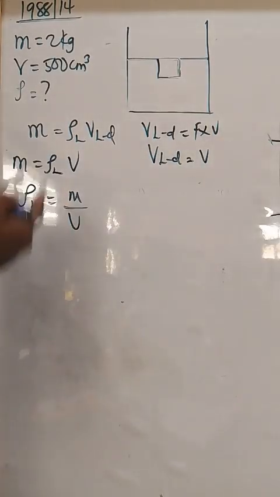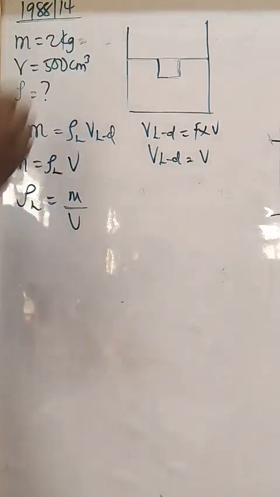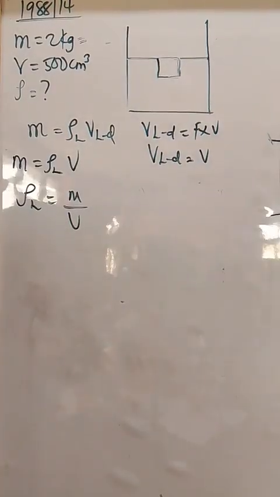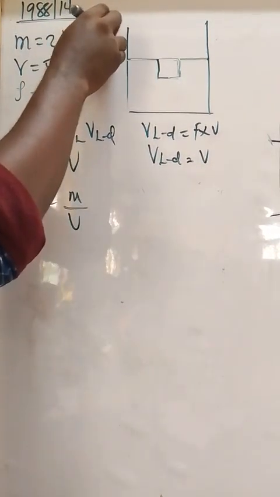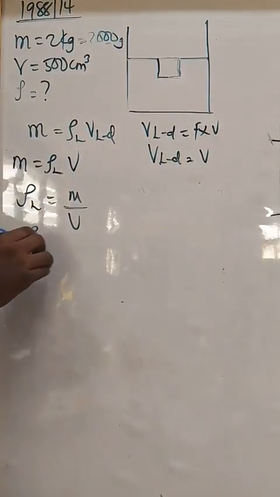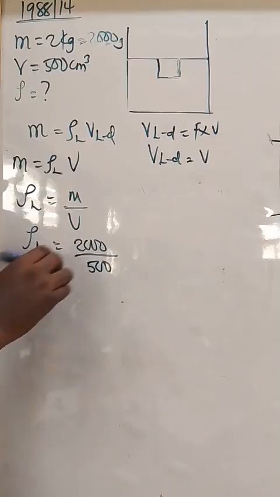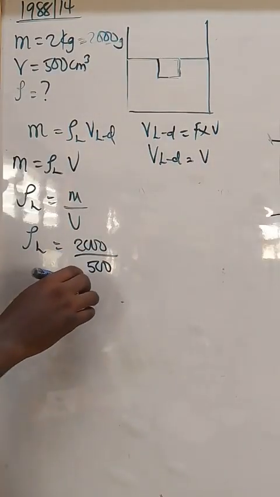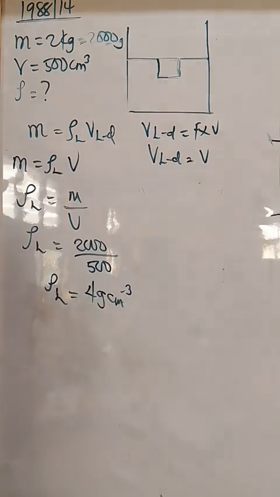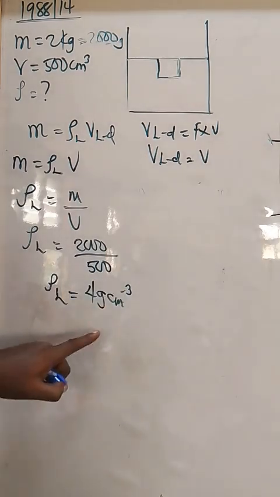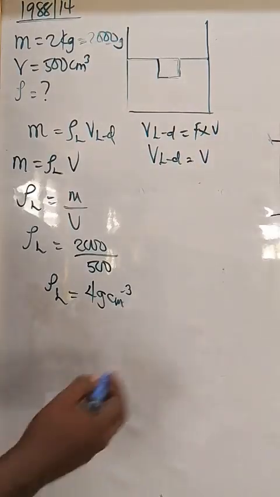But in this, like I told you, we have kg and cm cube, so we have to convert this one to grams. For kilogram to grams, multiply by 1,000, that's 2,000 grams. So this becomes 2,000 over 500. So what's the density here? 4 grams per cm cube. But this is not the SI unit of density and may not be in the options. So from gram per cm cube to kilogram per meter cube, multiply by 1,000.